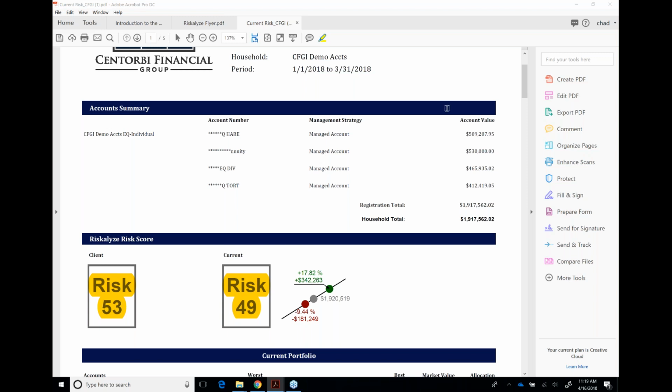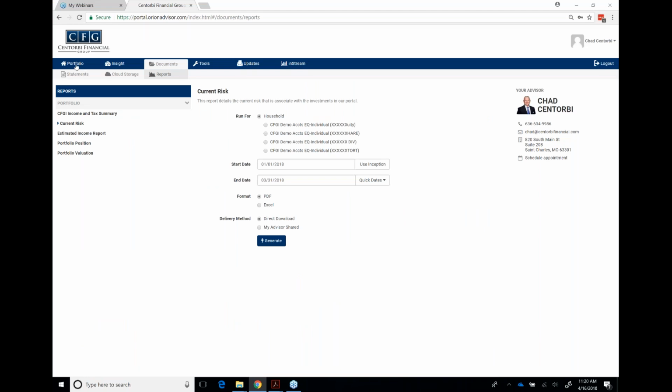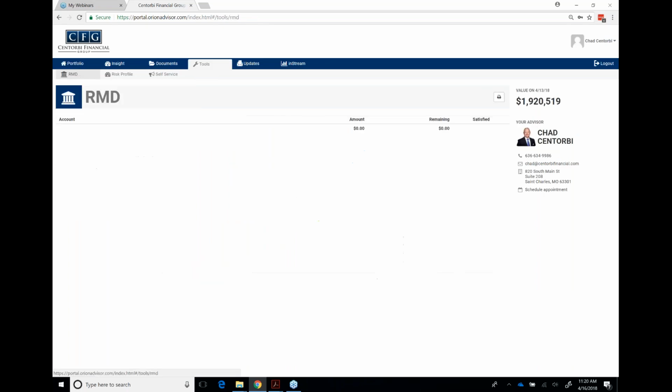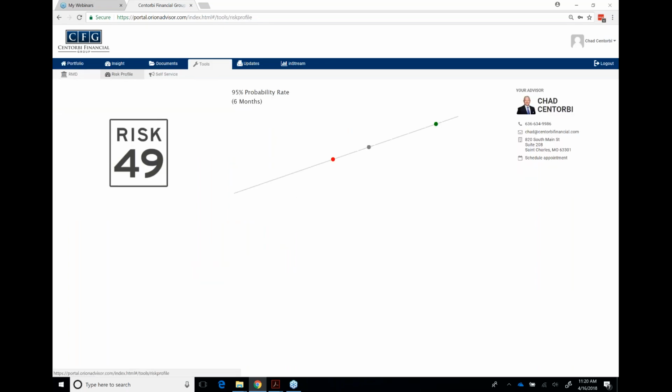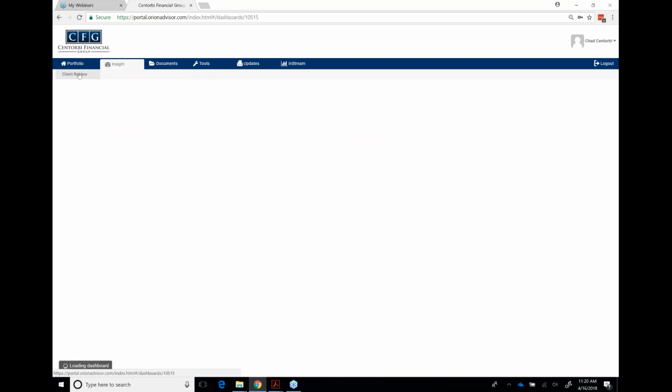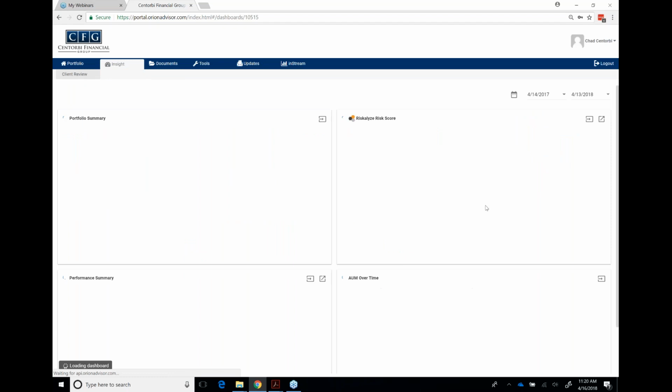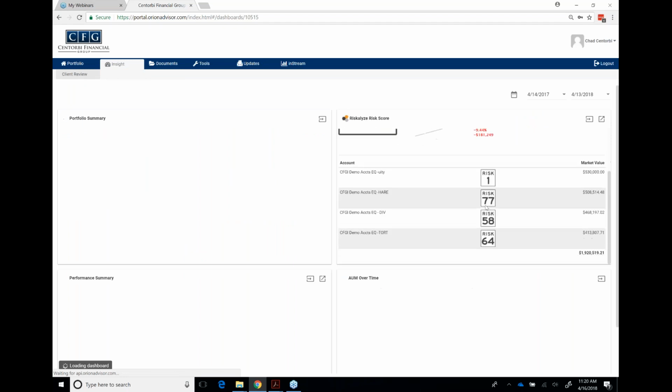So again, I thank everybody for your time today. I hope you found this valuable on how to use that risk number. As a quick recap, when you first log in, for the high-level view, if you just go to Tools and then click Risk Profile, that's going to give you that high-level view. If you go to Insight and click on Client Review, this is going to show you what that risk is per account.